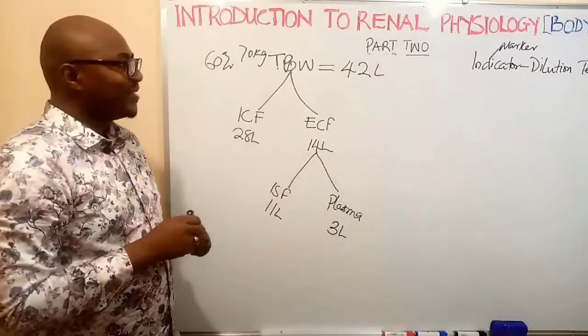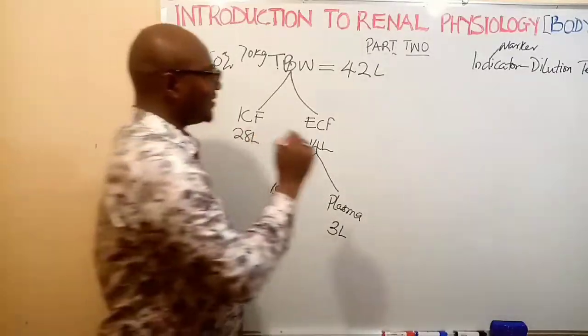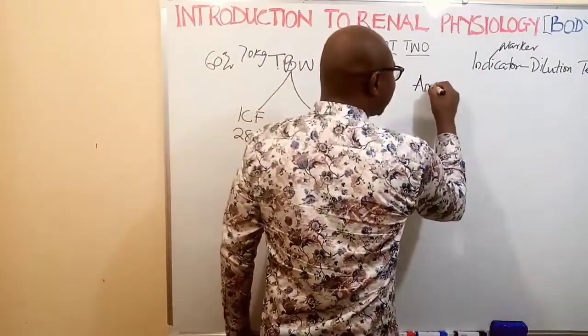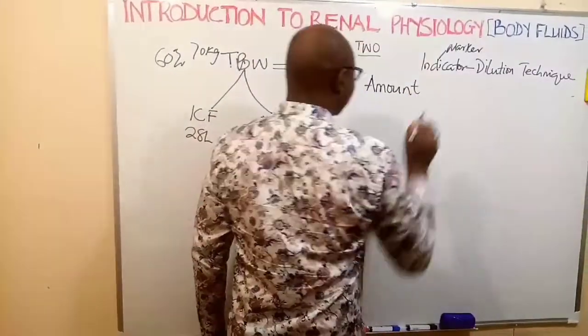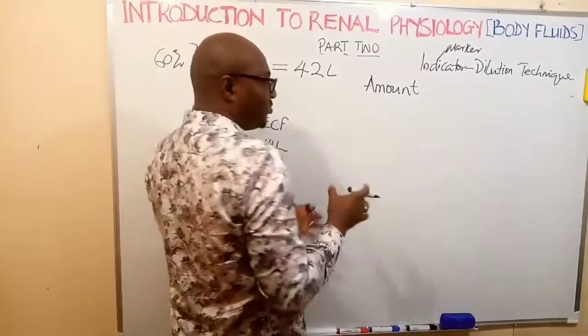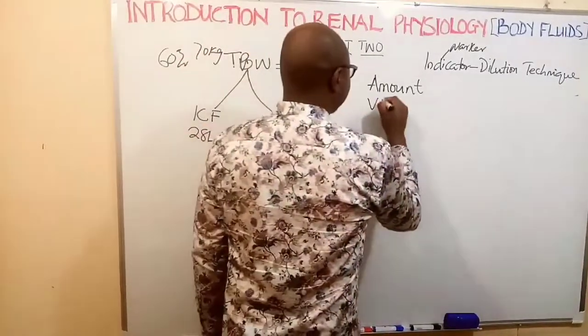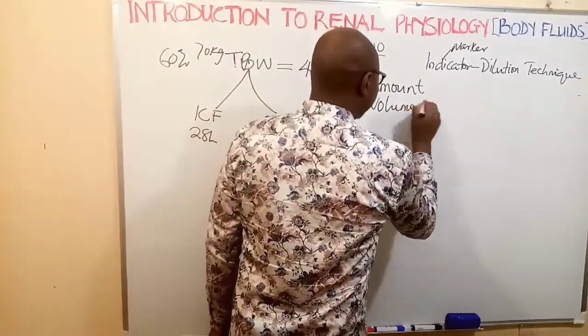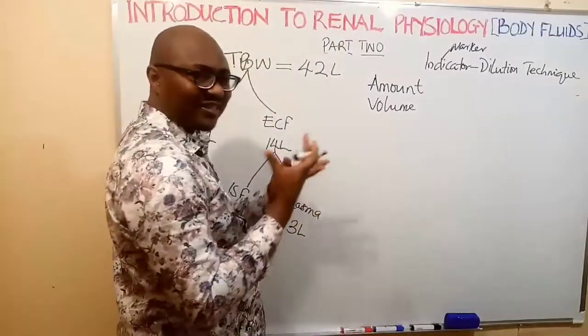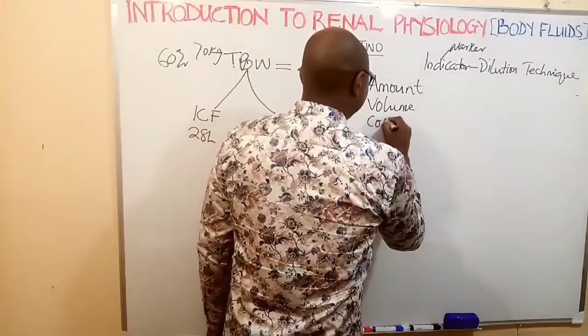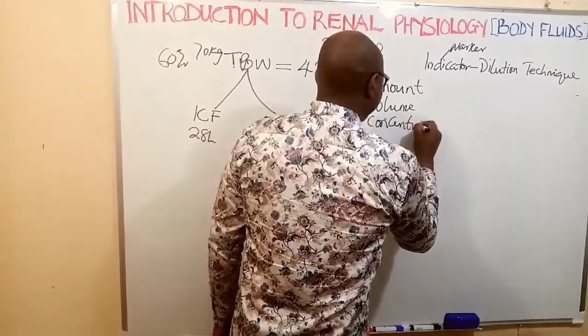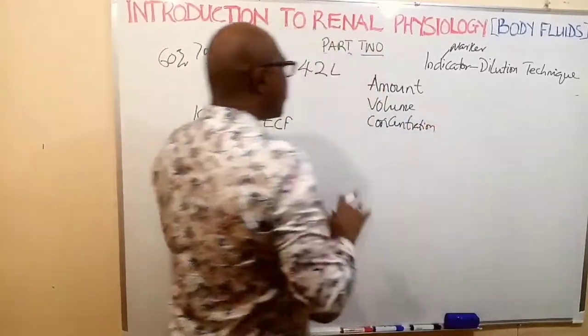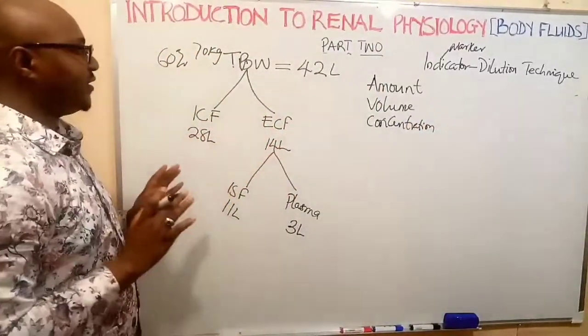So the same thing happens. I've mentioned three things. I mentioned amount, I mentioned volume of water, okay? Volume. And I also mentioned concentration. Concentration, okay? So what is the relationship between all of this?